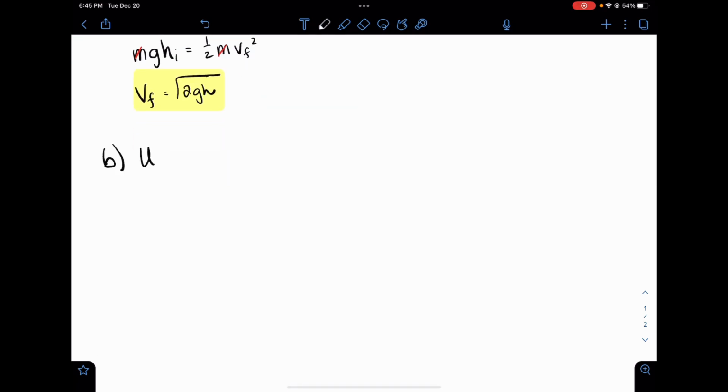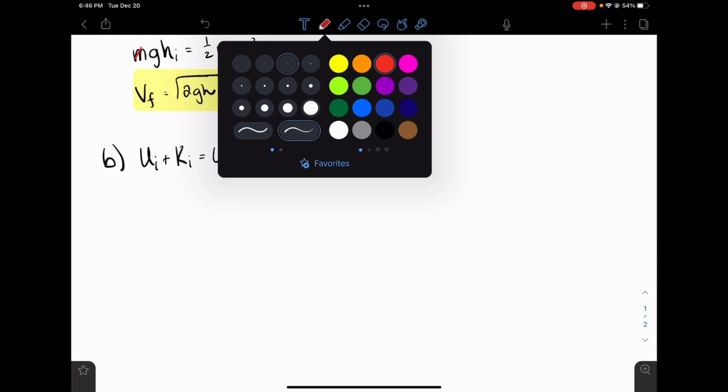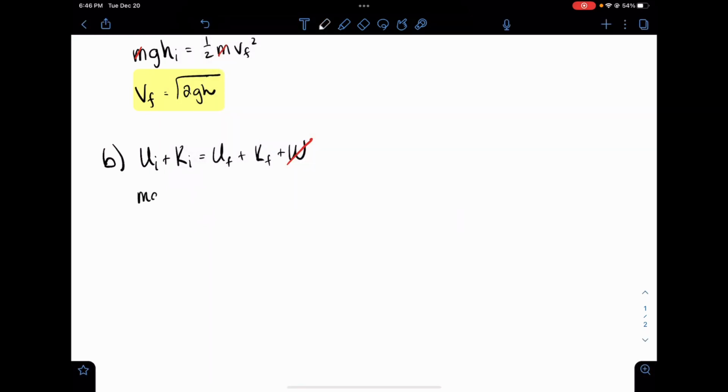So we're going to go back to our initial equation. And again, there's no work being done outside of the system. And from there, we can go and draw our usual equation.